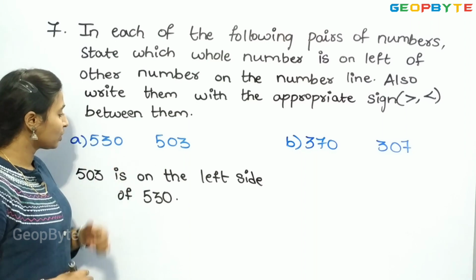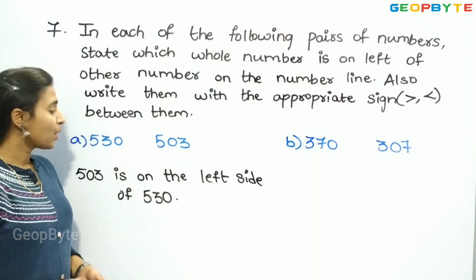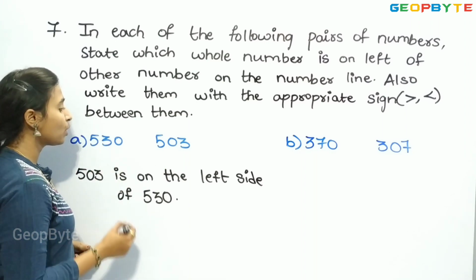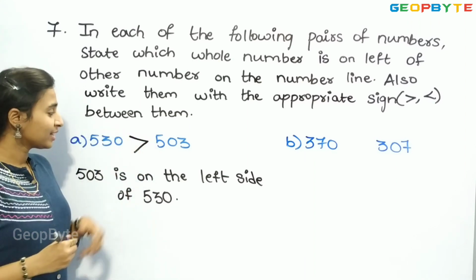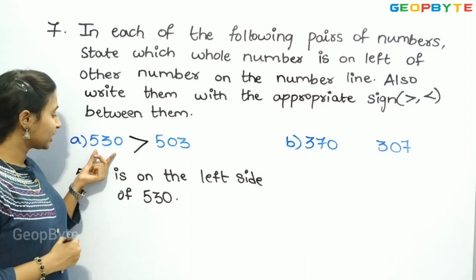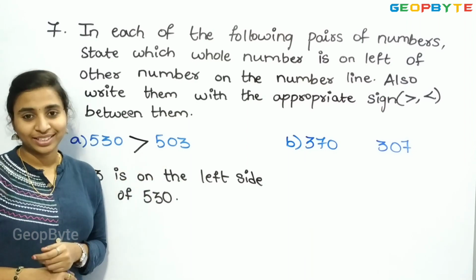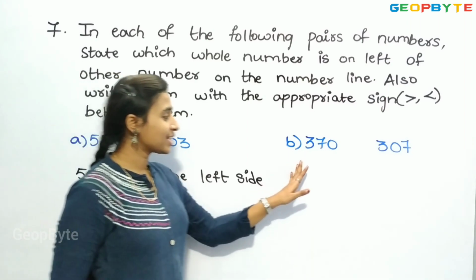Now, in these both numbers, which one is bigger? Obviously 530. So, 530 is greater than 503. Right? This is the greater than symbol. 530 is greater than 503. Now, let us see the second pair.